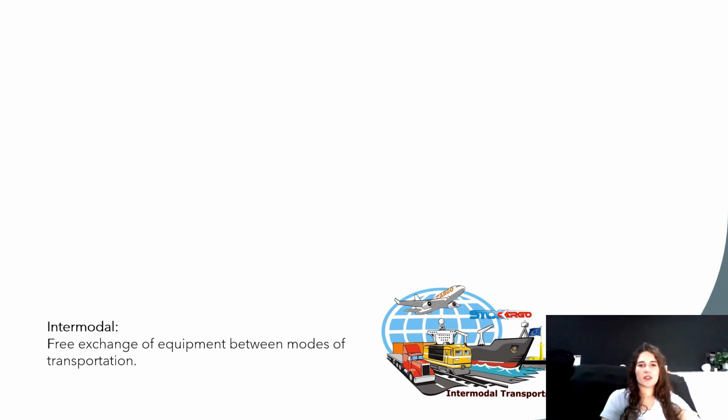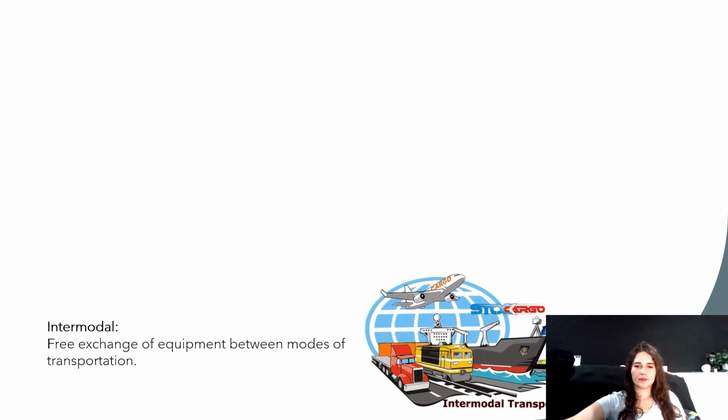Intermodal is the free exchange of equipment between modes of transportation. We already know that we have many options to transport our merchandise. It can be by land, by railroad, by ocean, air, even pipelines. It will depend on the merchandise we are going to be negotiating with our client, and they can be mixed. We have to decide which is going to be the more cost-effective option for us and our client, as well as the necessities that our client has.